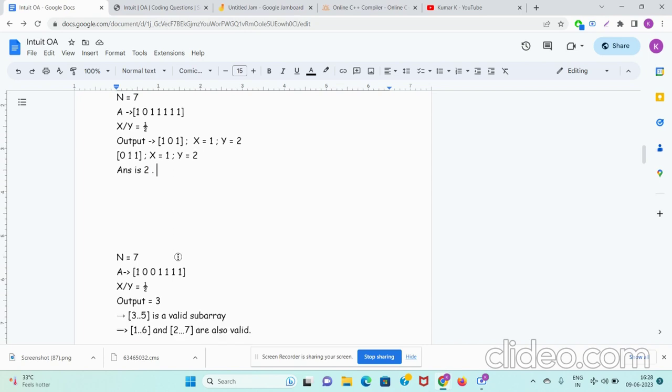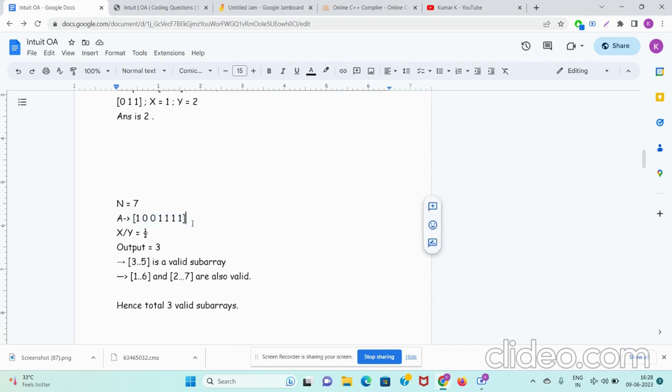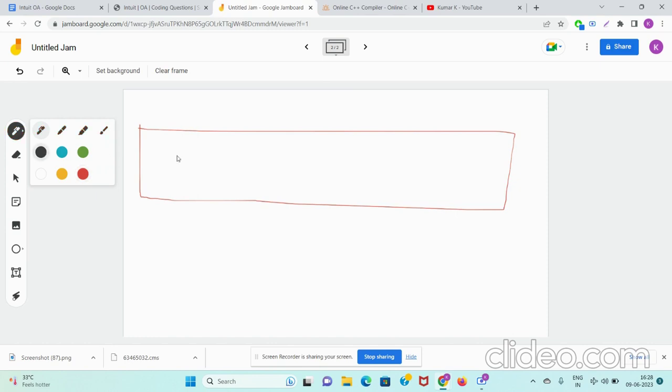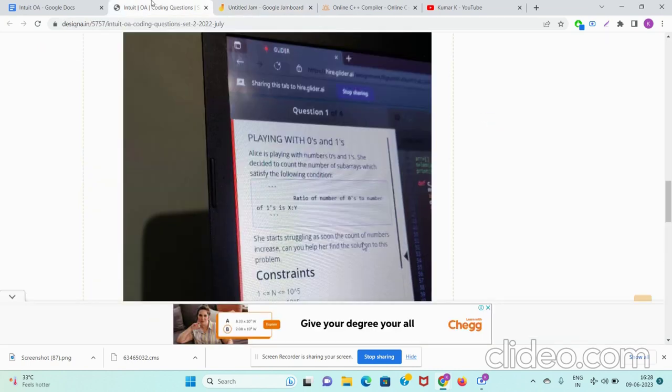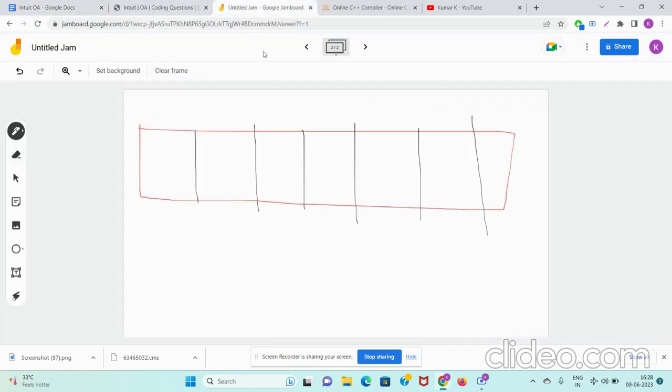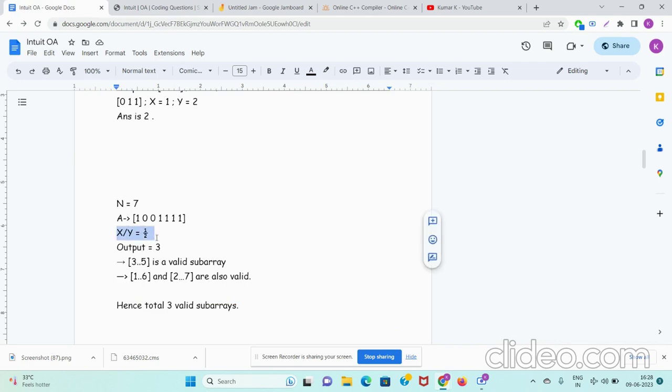Let's go to the next case. N is 7 and this is the array. 1, 2, 3, 4, 5, 6. Again, we want x by y equal to 1 by 2. See, this is our requirement. X by y equal to 1 by 2.